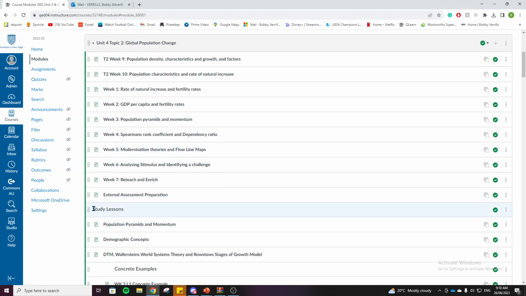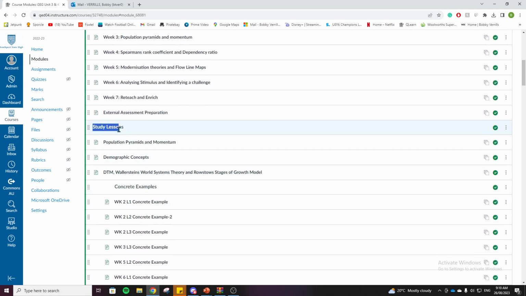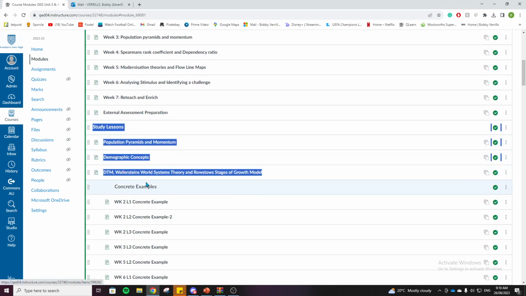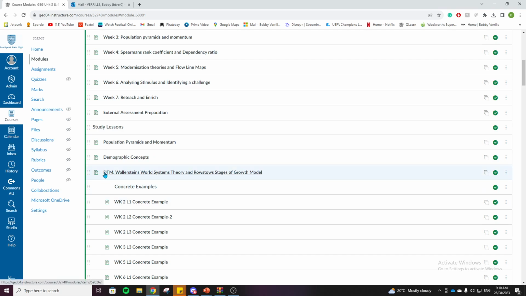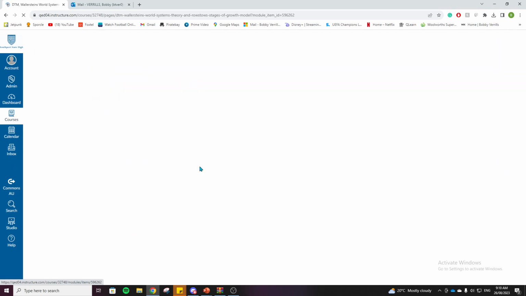If you go down towards our study lessons, as you can see here, there are 3 lessons for you to look at. The last one here is the one we're going to go over. It's going to go over the demographic transition model, Wallerstein's world systems theory, and Rostow's stages of growth model. So just click on that one for me.